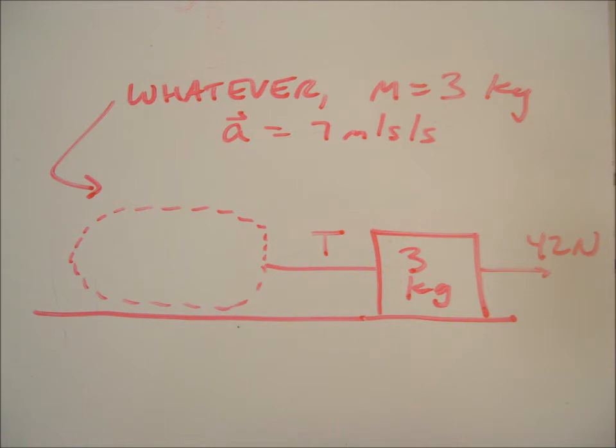A profitable way to analyze the situation to find T is to just visualize the 1 and 2 kilogram blocks as a system and ask, what are the things external to this new system that are interacting with it? In this case, the only external force interacting with our system is the cord of tension T. And so we know that there's only one force. The system has a mass of 3 kilograms, and it's accelerating at a rate of 7 meters per second squared.